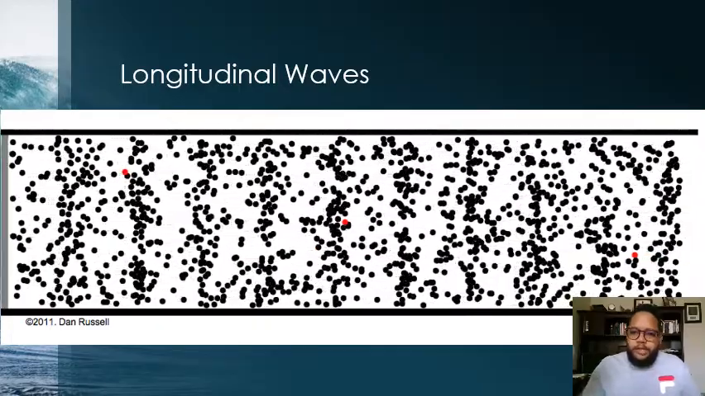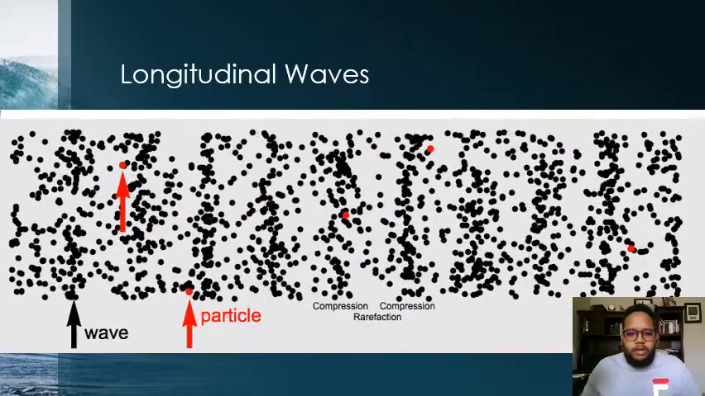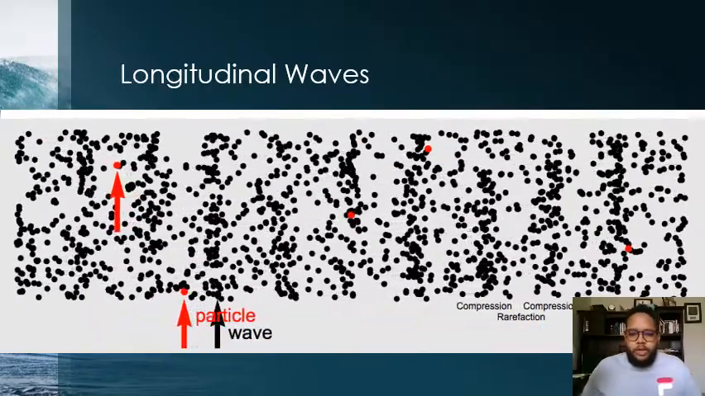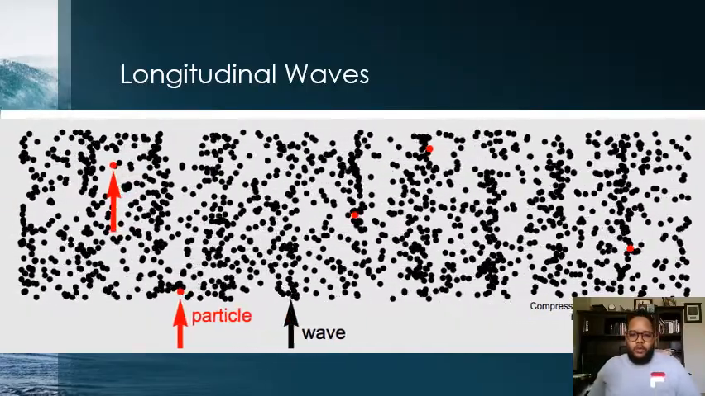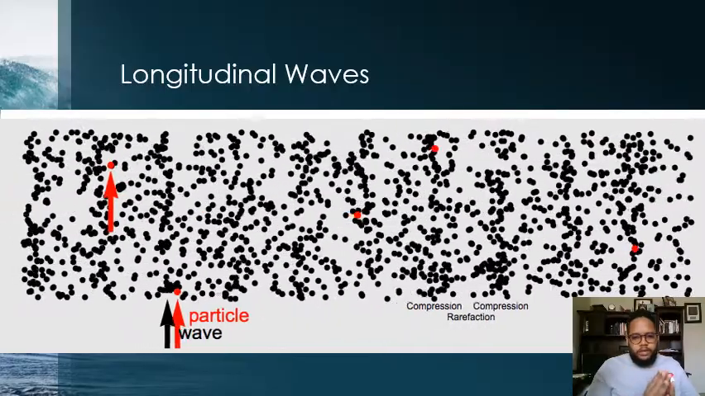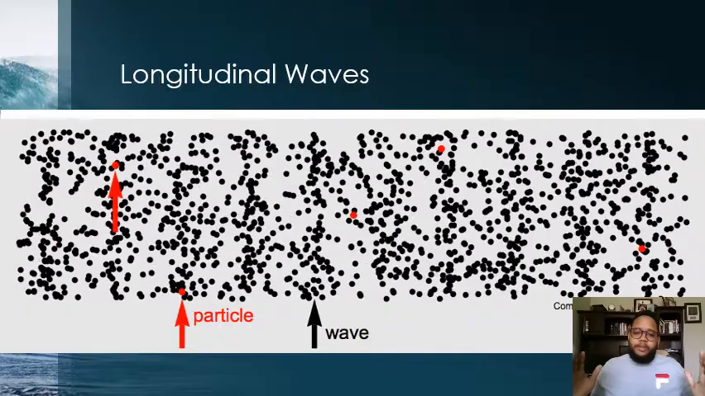Now, in order to label this to make it easier to see, let's take a look at this. As you can see, the particles are moving back and forth, but the wave is what's moving across the screen. And where you see the high concentration of particles is called a compression. And when the particles are spread out, that's called a rarefaction.